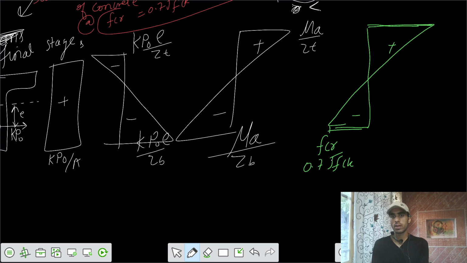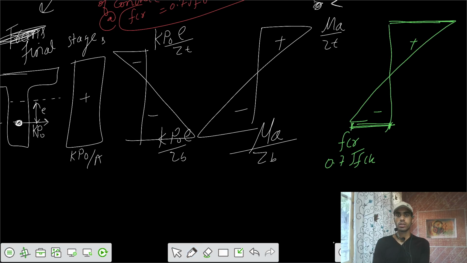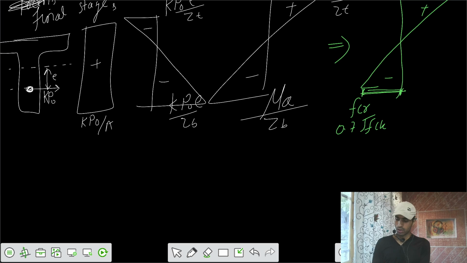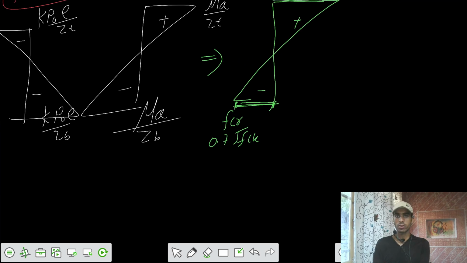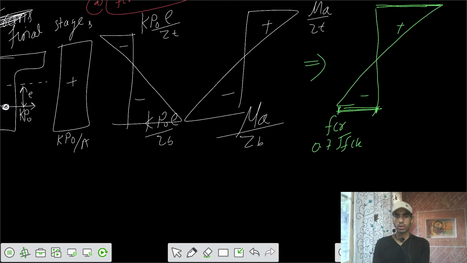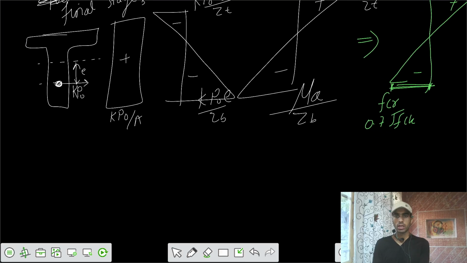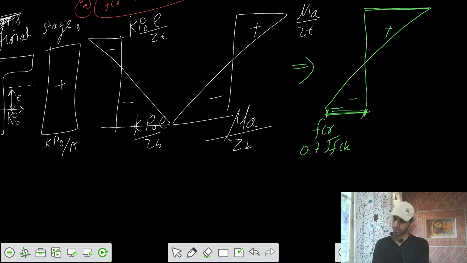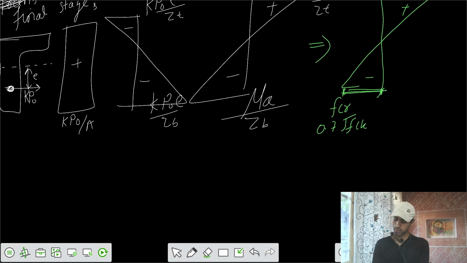So this value is equal to fcr. This is the condition we have to get, the resultant of these. So after we got it, let's say fb equals fcr.